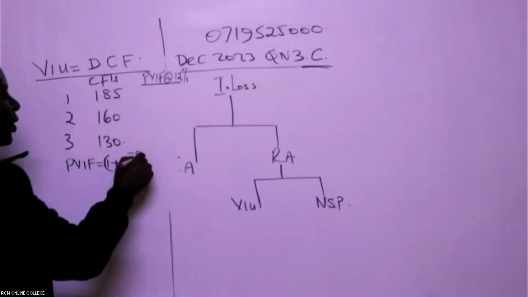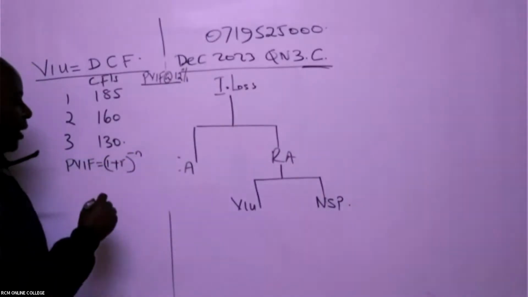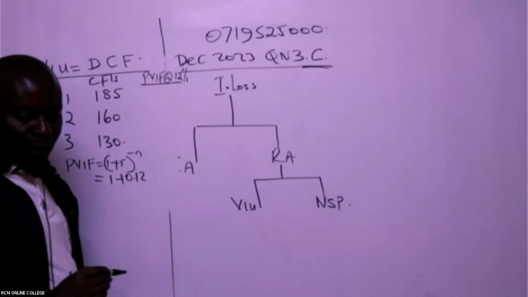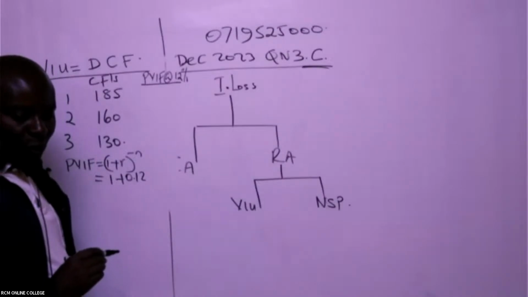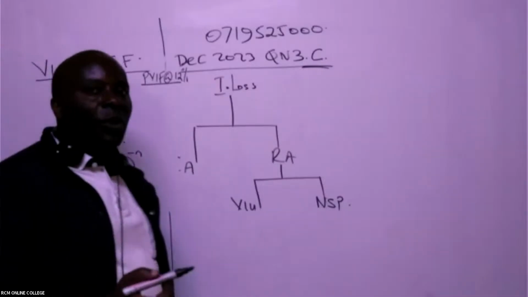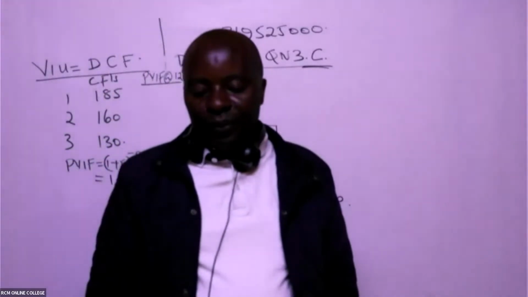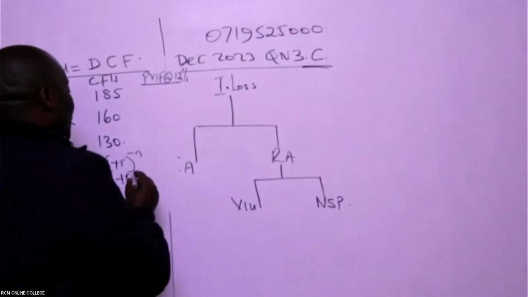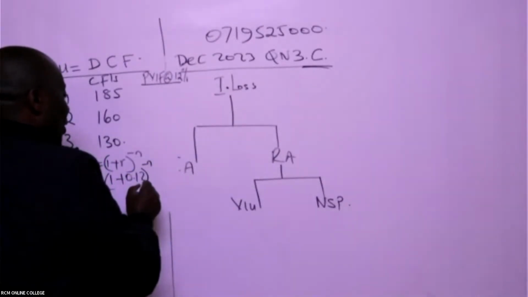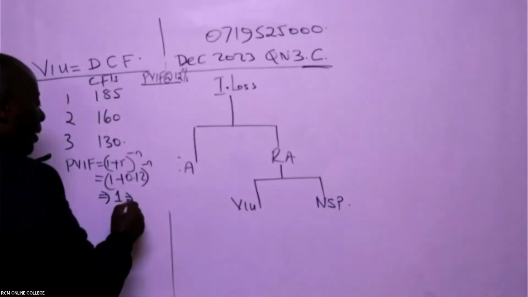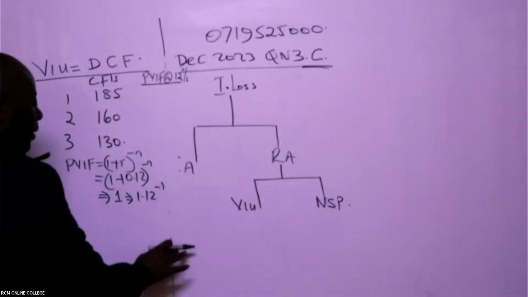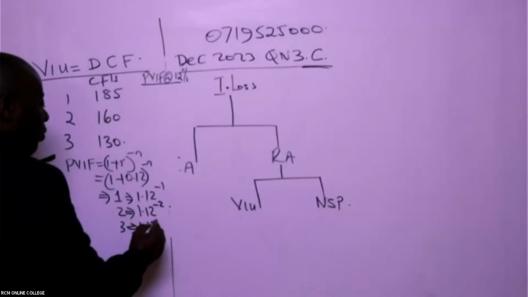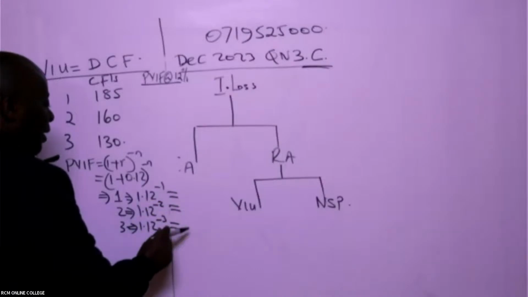That PV is 1 plus R raised to negative n. Our R is 0.12, because they've given us the required return there, 12%. So 1 plus 0.12 raised to negative n. For year 1, it will be 1.12 raised to minus 1. Year 2, 1.12 raised to minus 2. Year 3, 1.12 raised to minus 3. So are you able to give us these answers, ladies and gentlemen?